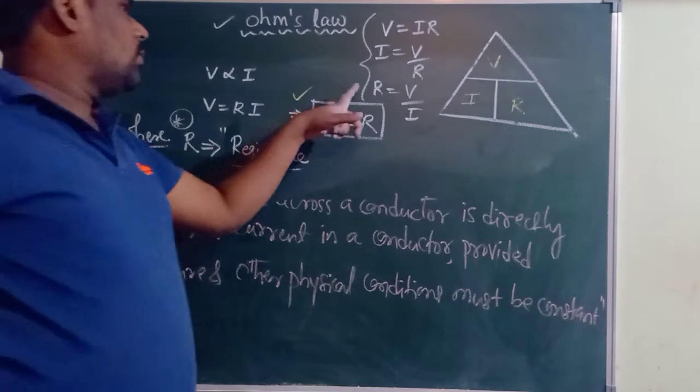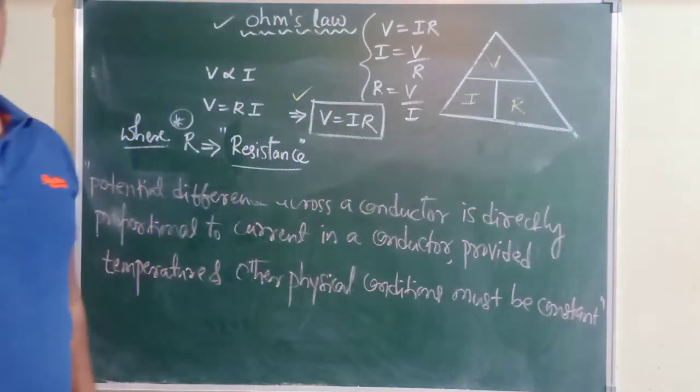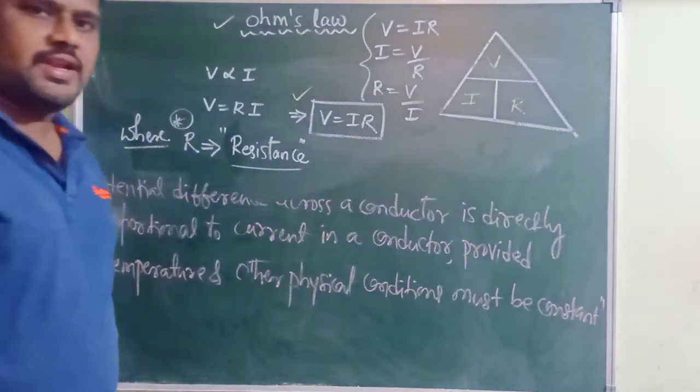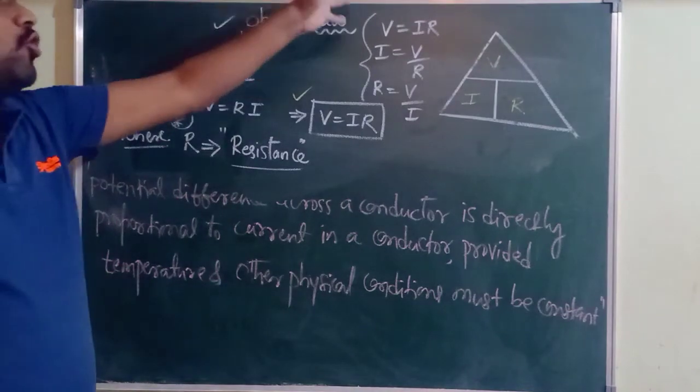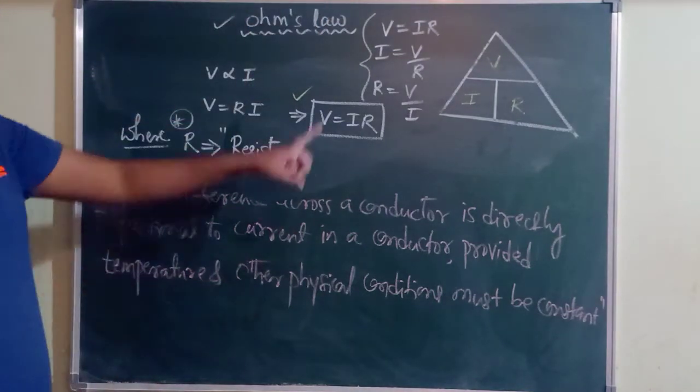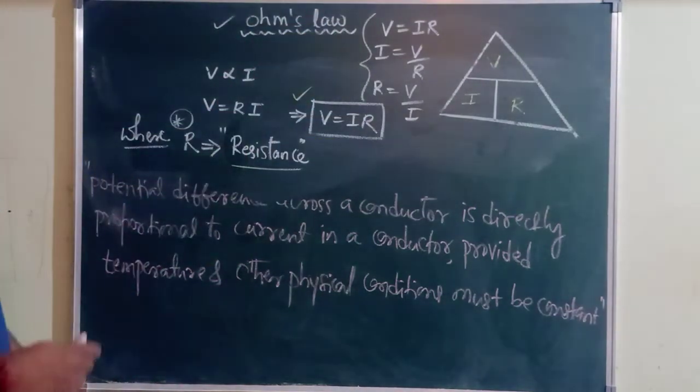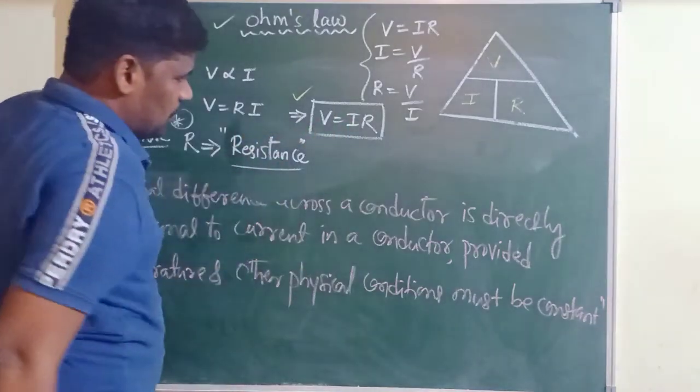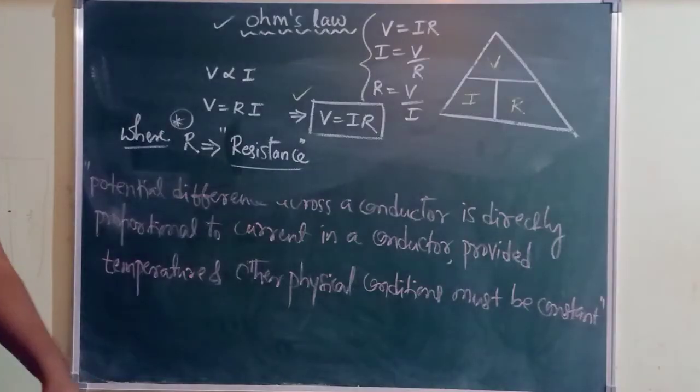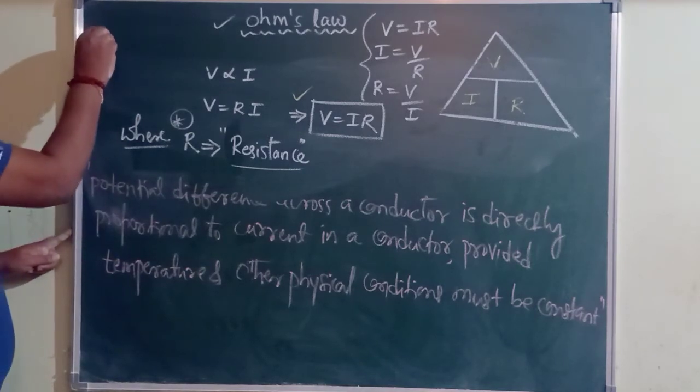If you want to calculate resistance of a conductor, if you want to calculate current in a conductor, if you want to calculate how much voltage you apply, these formulae are important. So this is called the mathematical form of Ohm's law. One point. Then how are you going to define resistance here?